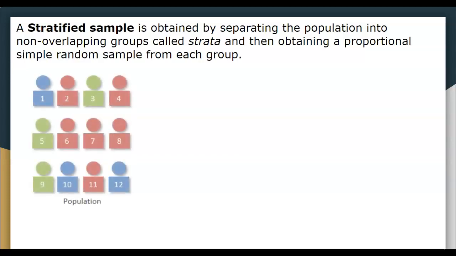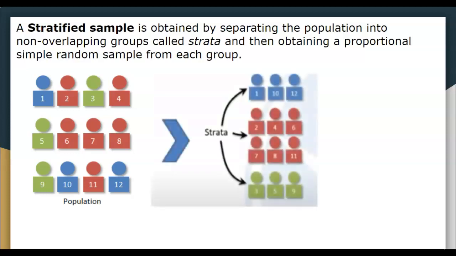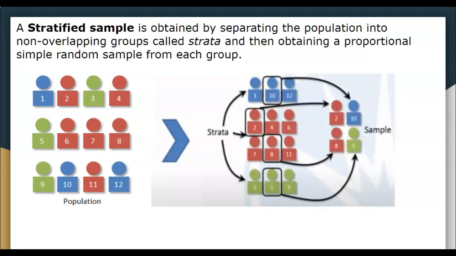So to illustrate this, I have a population of 12. I will look at some particular characteristic I'm interested in, in this case, the colors. And I want to make sure that I get a proportional number of my population from each of those colors, and then split it up according to those strata. Again, in this case, the colors. And now, since I want a sample size of 4, in order to make it proportional, I can randomly choose one from blue, two from red, and one from green to keep the proportion.